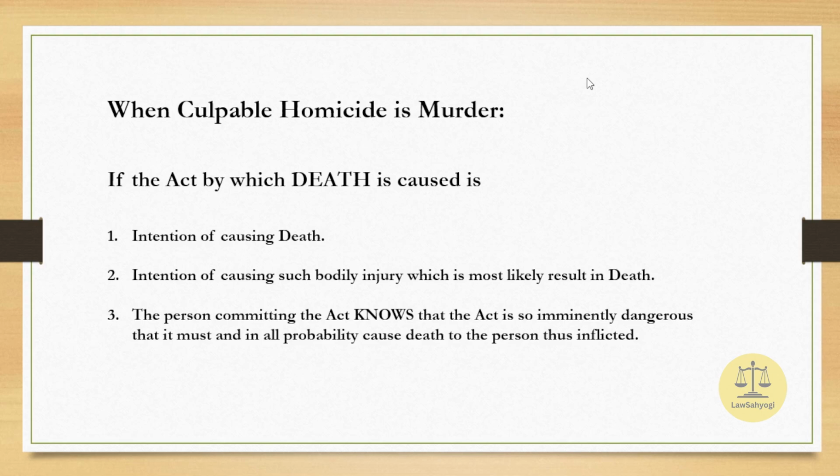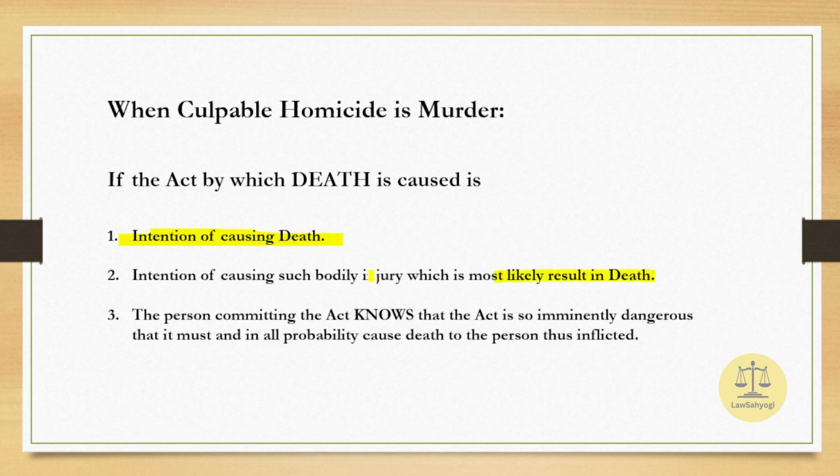So now we come to the point where culpable homicide can be considered as murder. There are three situations. If the act by which death is caused has these three ingredients, then culpable homicide will be considered as murder. So the first is the presence of intention. There has to be a strong deliberate intention of causing death. Secondly, there has to be an intention of causing such level of bodily injury which is most likely to cause or result in death.